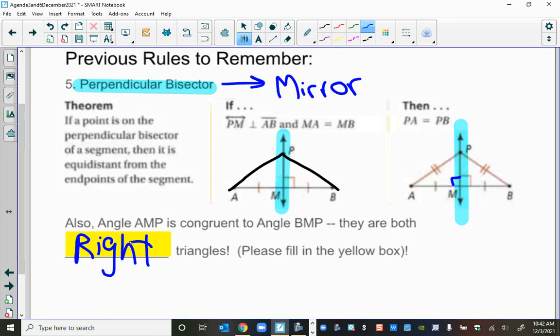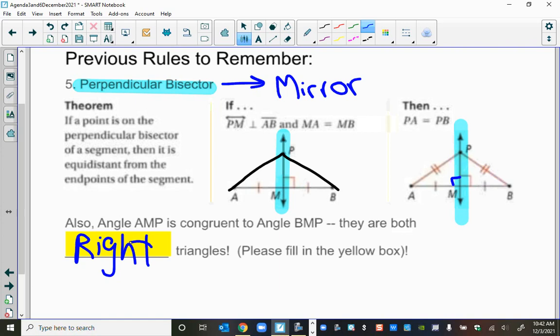And then that's going to help us because then we have several ways to prove that this triangle is going to be congruent to that triangle. When you have a side angle side, or hypotenuse leg, you've got three ways to prove those two triangles are congruent. All right, any questions?